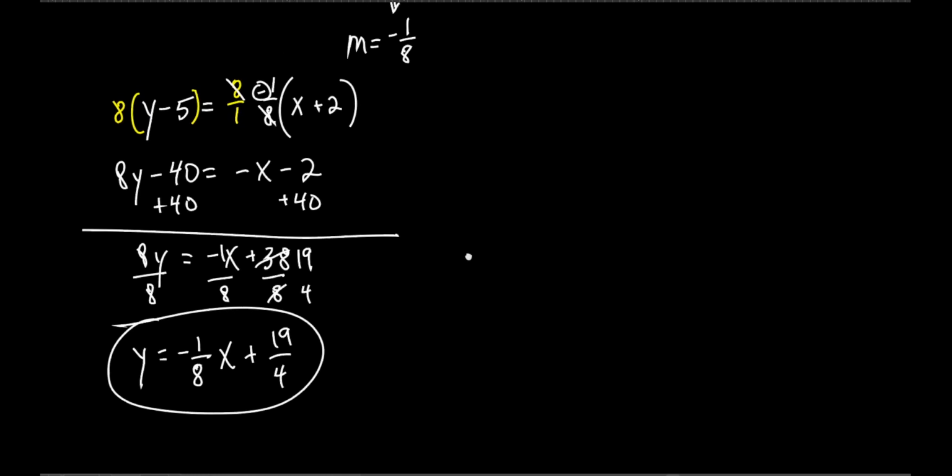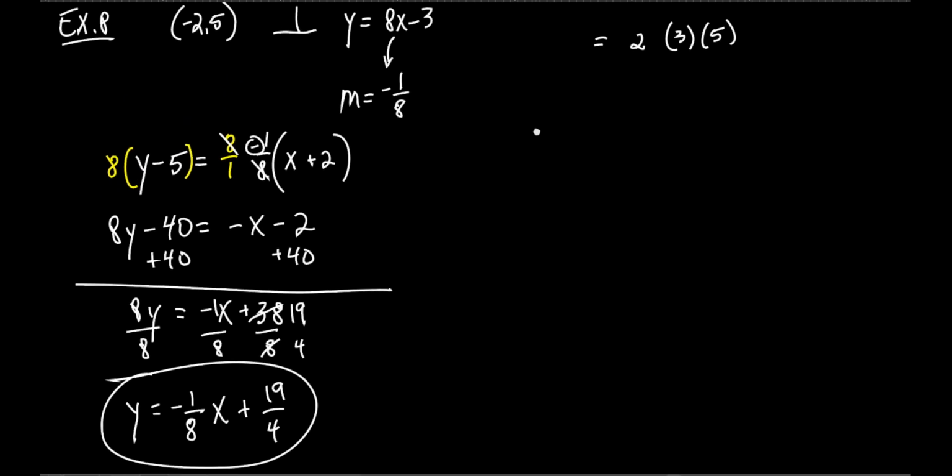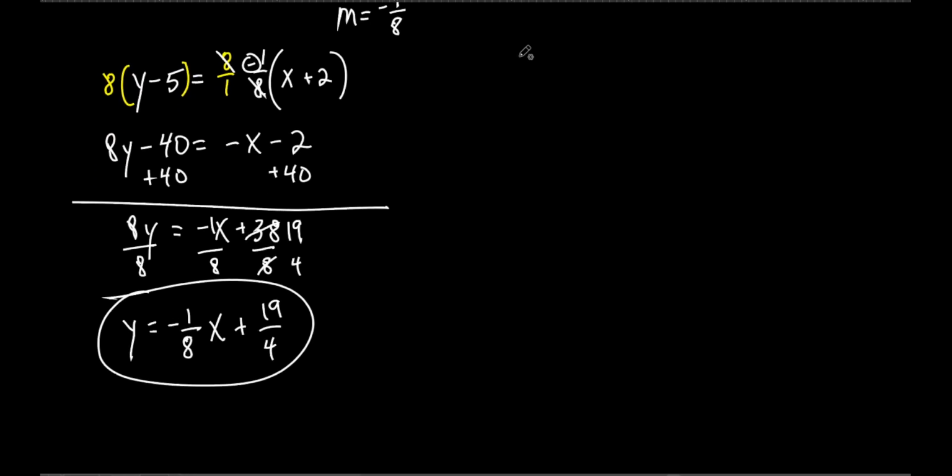I'll tell you what, just for fun, let's do this a little faster than what I just did. Let's put that information into the slope-intercept form. So it's negative 2, 5, and the slope is negative 1/8. I'm going to put it into the slope-intercept form to begin with. I'm not going to put it into the point-slope form.